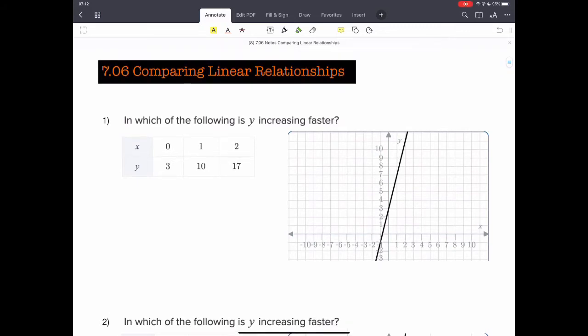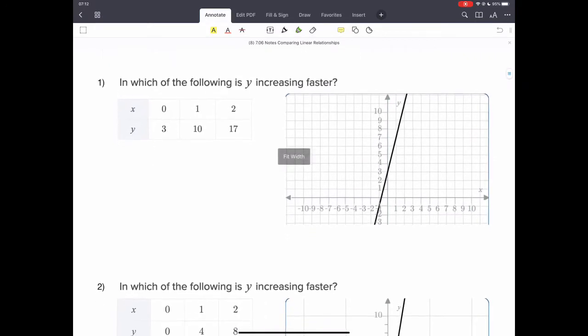In today's lesson, we're going to compare linear relationships to one another. And the way that we're going to do that is we're going to compare tables to graphs, tables to equations, graphs to equations, and so on. So let's get right into it.